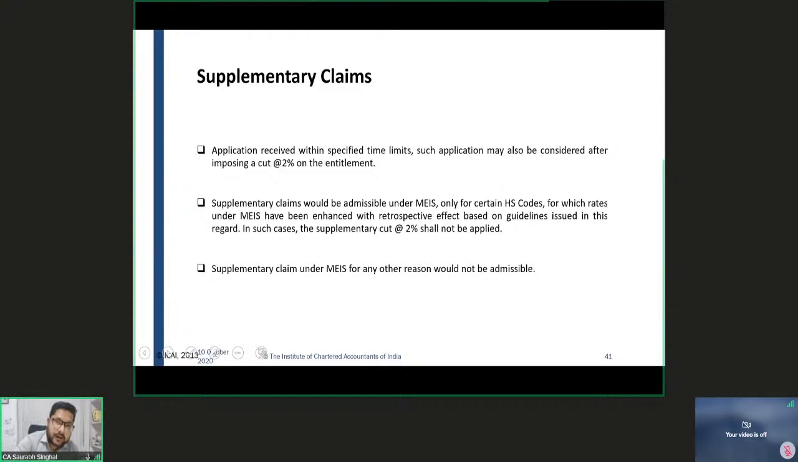Now, can you file supplementary claims? Why would there be a need of filing supplementary claims? Because MEIS scrips are eligible on the amount received against exports. Suppose within 3 years you have not received the amount at all, or when you applied for the MEIS scrip you had not received the amount for certain exports. Can you apply for a supplementary claim? They say a supplementary claim would be admissible under MEIS only for certain HS codes, for which rates under MEIS have been enhanced with retrospective effect based on guidelines issued in this regard. MEIS supplementary claim is not allowed generally. Only if there is a retrospective reward rate change is it allowed. Is the MEIS supplementary claim allowed?